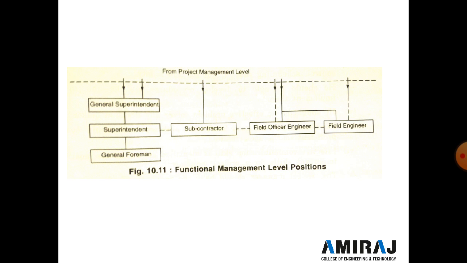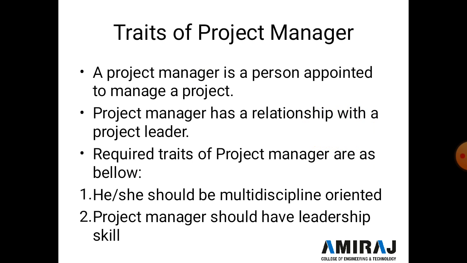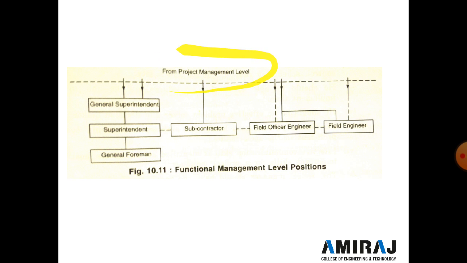So here the functional management level positions are there. From the management level, the general superintendent, and below the general superintendent, the superintendent directly connects with the general foreman. And from the project management level, the sub coordinator, field officer engineer and field engineer are also directly connected with the project management level.